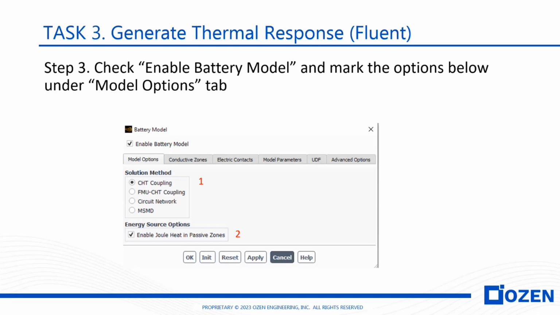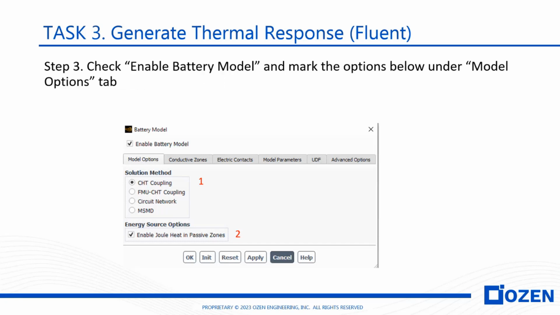All we actually care about is to turn the battery model on and use the conjugate heat transfer model. CHT stands for conjugate heat transfer. That's the option we're going to select. And we're also going to have Fluent solve for Joule heating. So we set our model options.